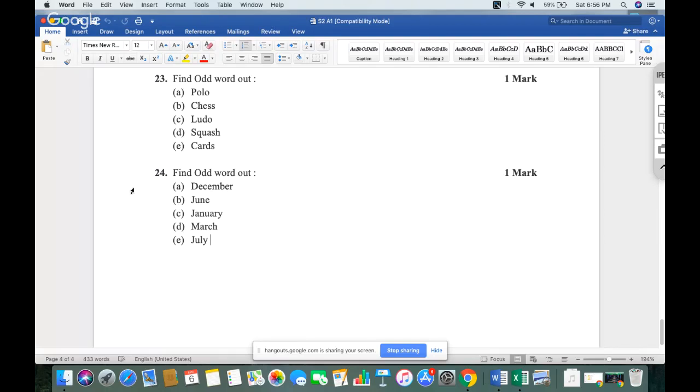Squash is a wrong answer. Squash cannot be the answer here. Polo is the right answer because polo is the only sport which is outdoor here. All the others, chess, ludo, squash, cards, are indoor sports. Solve question 24.